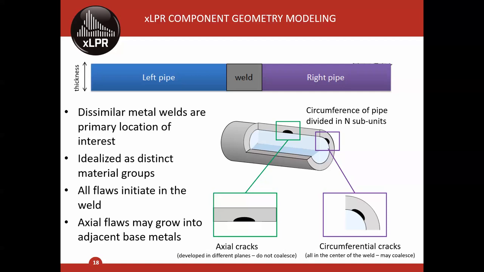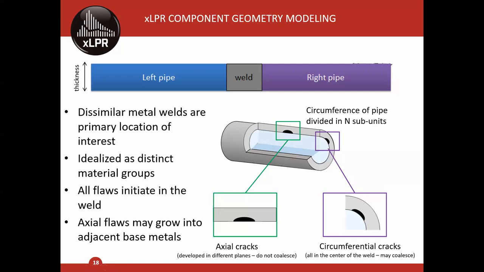The circumference of the component in xLPR is broken up into a number of discrete subunits. For crack initiation, all flaws are modeled to initiate within the weld, with up to one axial and one circumferential flaw within a given subunit. All axial cracks are modeled to exist in different planes and do not coalesce with each other. Once axial cracks reach the boundary of the weld, they can either be modeled to rest or to continue propagating into the base metal using the appropriate crack growth rate equations for that material. Selecting which option occurs is an input provided by the user.